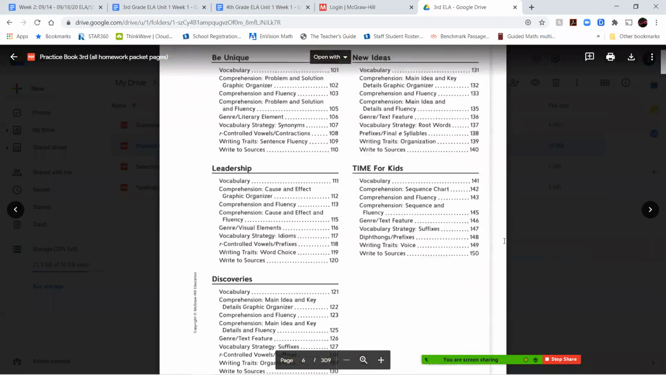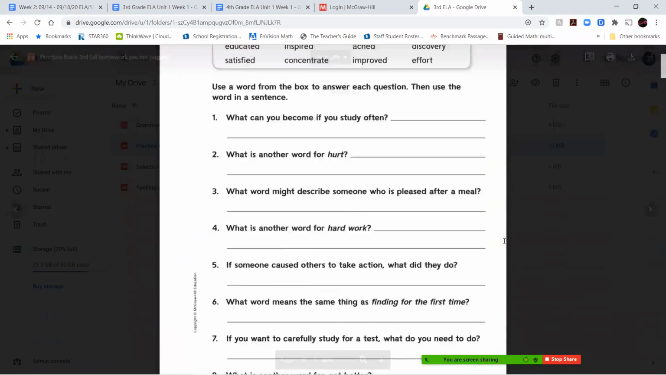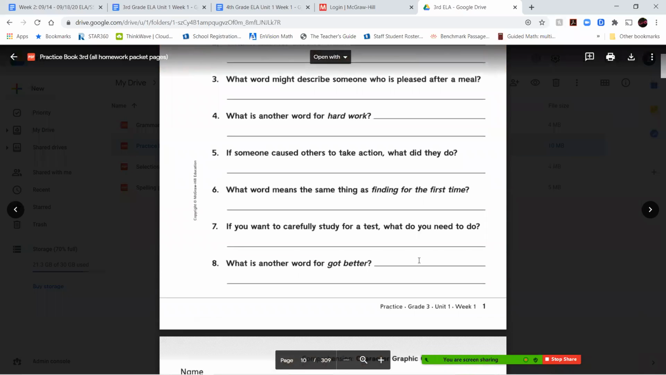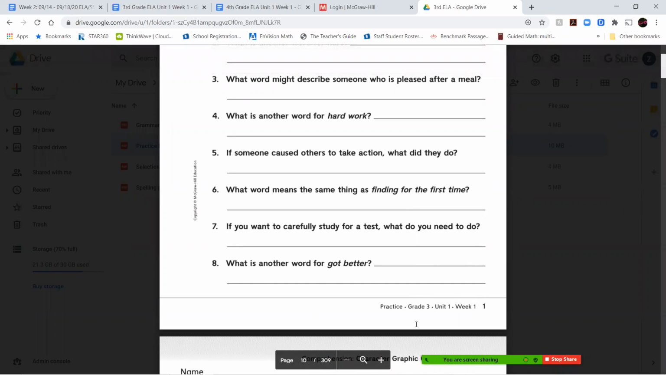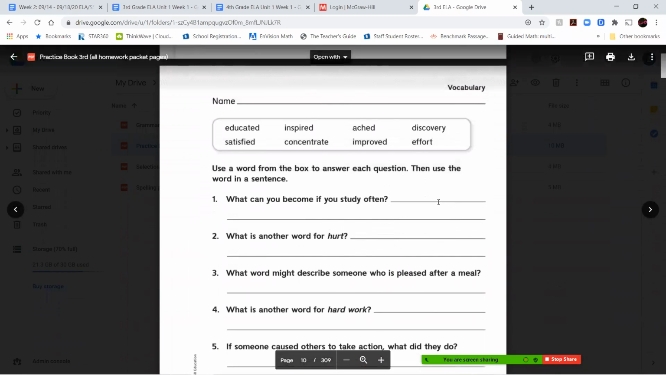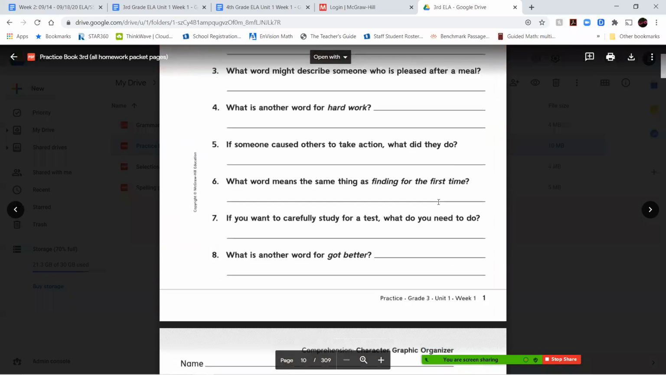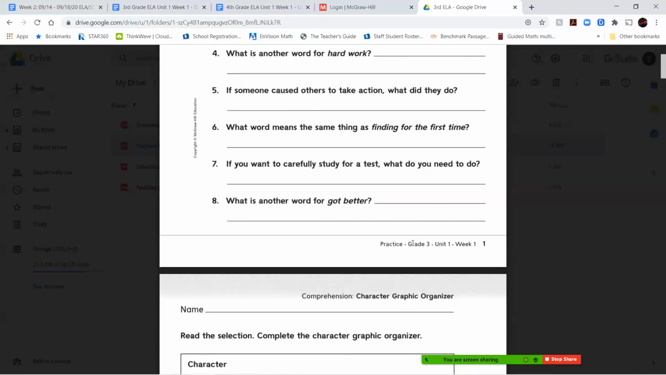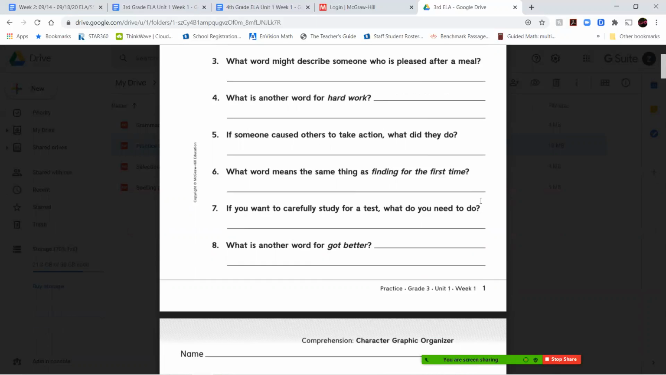Now, when you're going through your practice book, when I assign you pages, it's going to be the page that's listed at the bottom here. Don't worry about what page you're actually on when you're scrolling through the document. So you're not looking at the page over here. You're looking at the number that's actually on the paper. So your packet is going to be out of your practice book. And if you want to make sure you're in the right place, it's going to say practice, grade 3, unit 1, week 1 at the bottom.